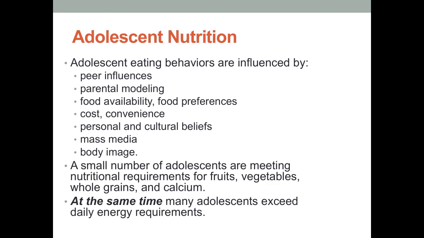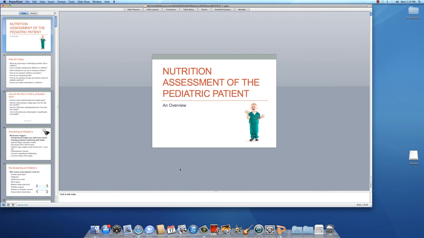Also remember that adolescent eating behaviors are influenced by peers, but also parental modeling, although peer influences become stronger. Also maybe by mass media, by their body image, and they have all these pressures on their food at a time when they're exceeding their daily energy requirements.